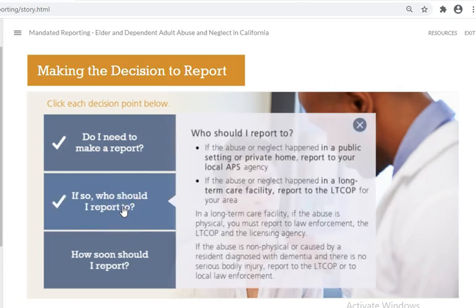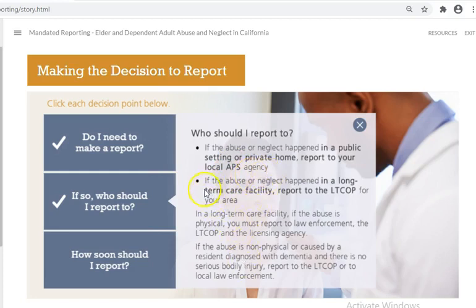If you decide that you need to report, who should you make the report to? As mentioned earlier, jurisdictional issues are complicated, so the following is a general guideline to help point you in the right direction. Each agency can guide you through the report. If the suspected abuse or neglect occurred in a public setting or private home, for example, then you should report to your local Adult Protective Services or APS agency.